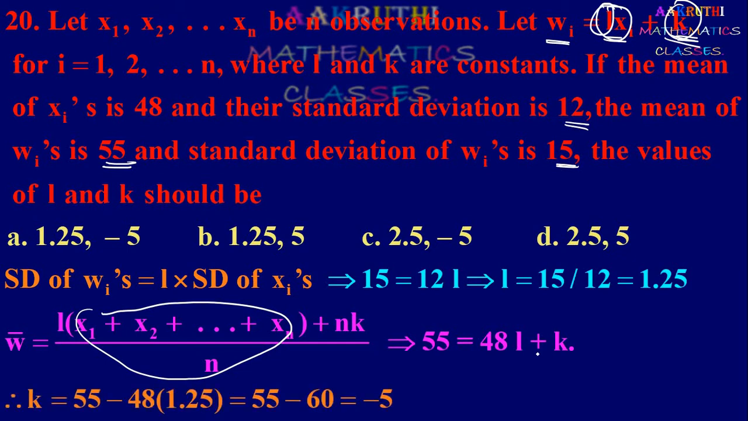We substitute the L value, which is 1.25. Therefore we get k equal to 55 minus 48 into 1.25, which is 55 minus 60, and the answer is minus 5. So we get k value is minus 5 and L value is 1.25, which is option A.